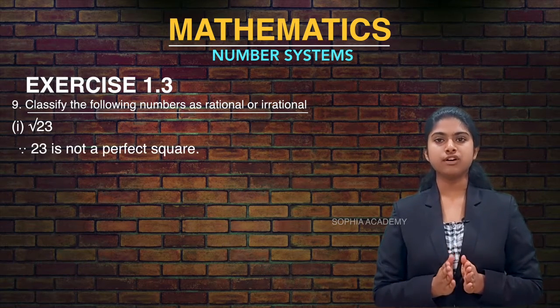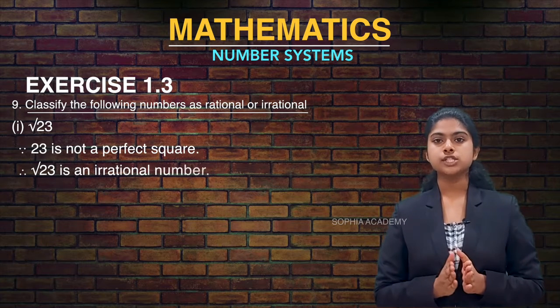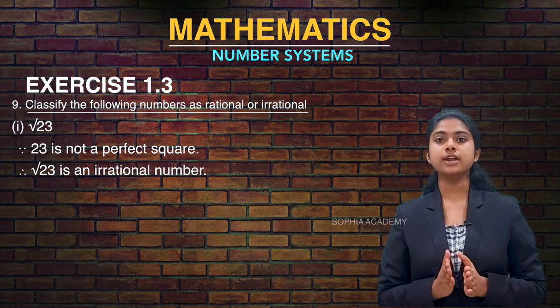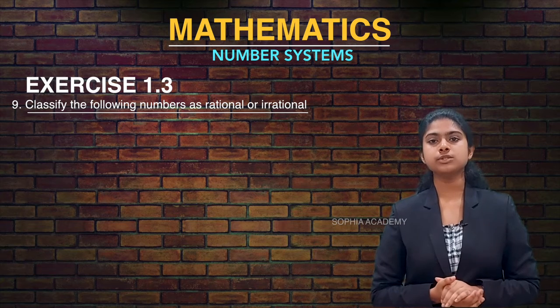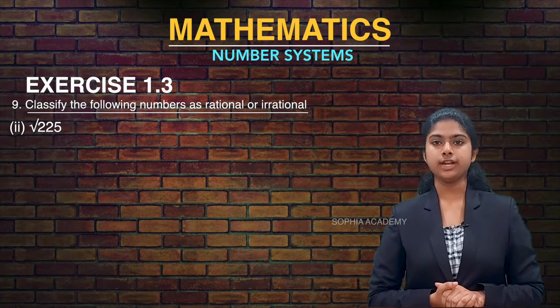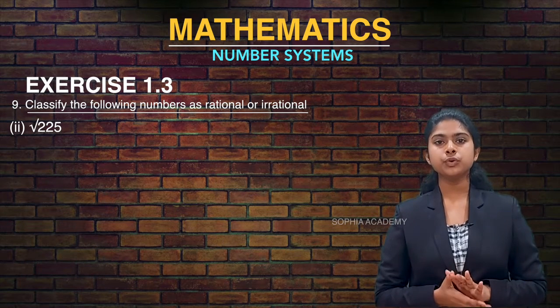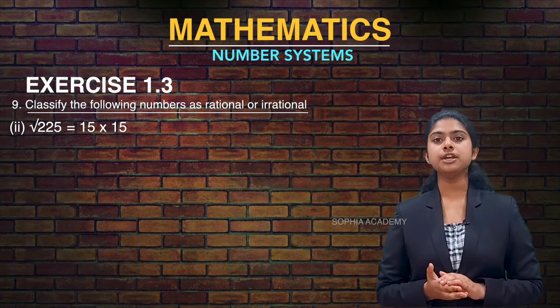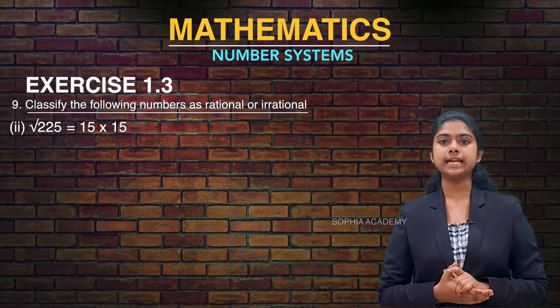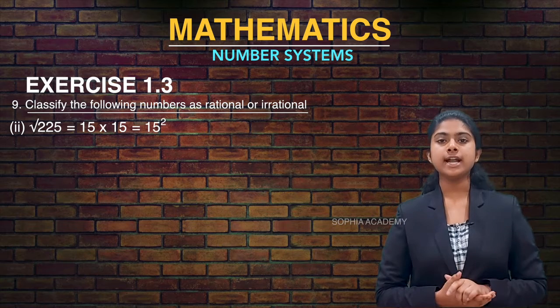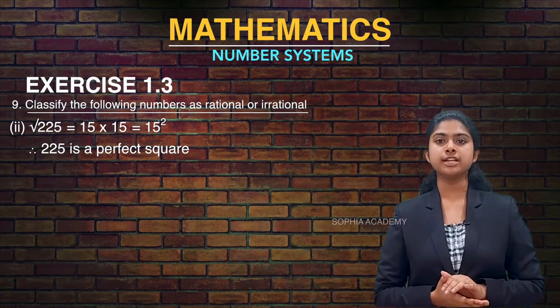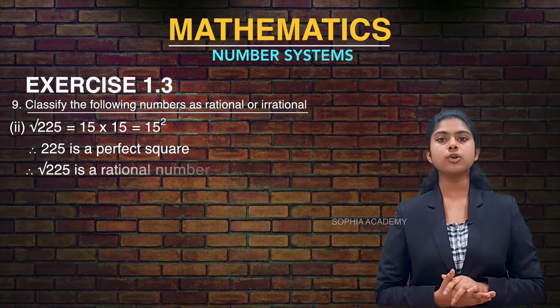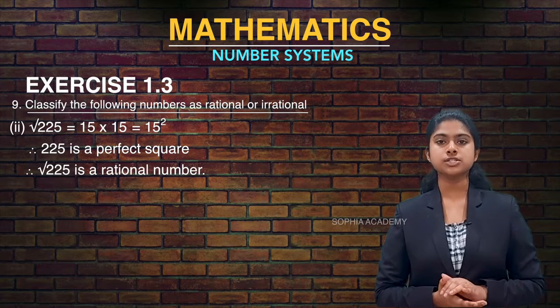So the first subdivision, root 23. 23 is not a perfect square. Therefore, square root of 23 is an irrational number. Coming to the next one, square root of 225. The square root of 225 is 15 into 15, which can also be written as 15 square. That is, 225 is a perfect square, and hence square root of 225 is a rational number.